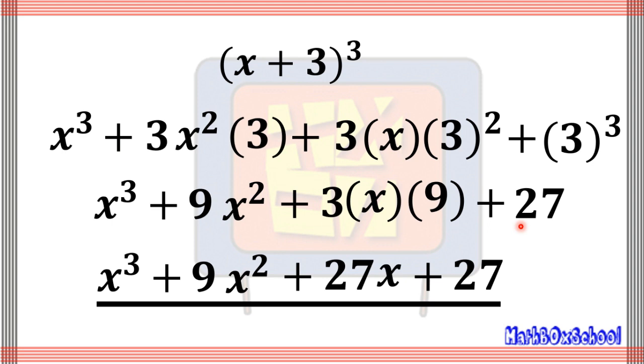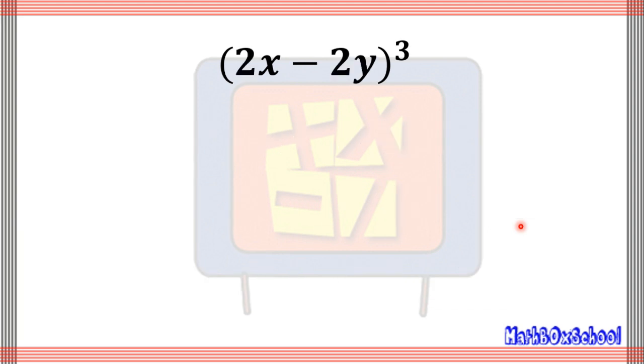Okay. Let's have our second example. For our second example, we have 2x minus 2y to the power of 3. So, ang first term natin dito ay 2x, and then ang second term natin ay 2y. Since minus ito, ang magiging sagot natin is minus plus minus. Okay? So, ang unang gagawin natin, cube of the first term. Okay? So, nilagyan ko ng parenthesis para ipakita natin na na-cube natin tong 2 and x.